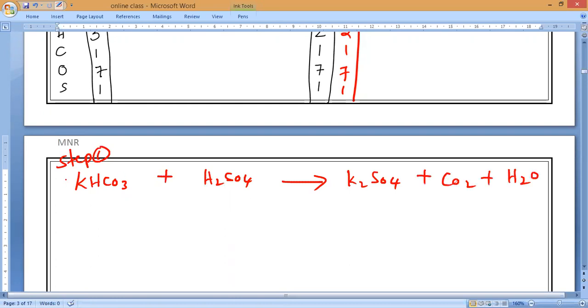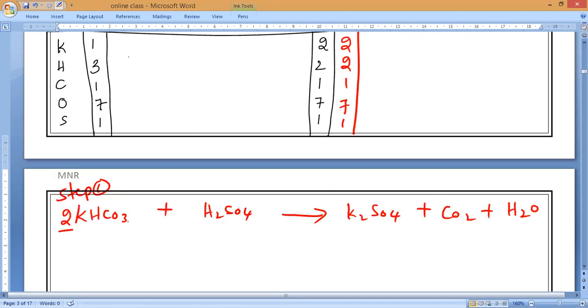So here, instead of 1, what do I have to do, guys? I have to multiply with 2. So now what will become? Tell me the number of atoms. Potassium becomes 2. Hydrogens, how many? 2. Here 2 and here 2. Carbon, instead of 1, it will become 2. Next, oxygen, check it. 3 twos are 6, 6 plus 4, 10. Sulfur 1.